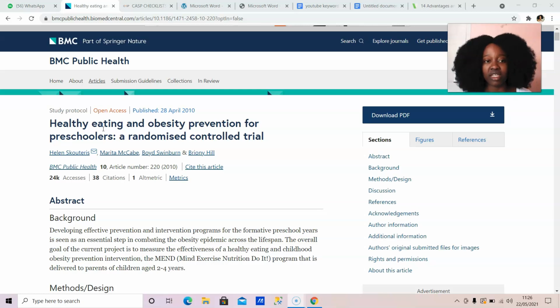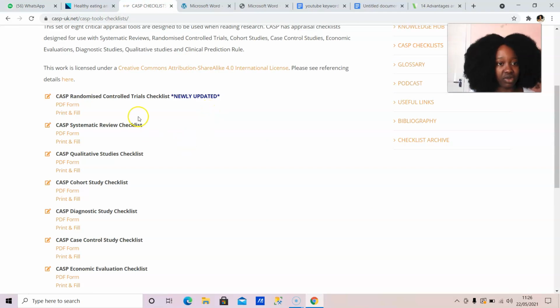You can go through the entire article. The link is in the description box, so make sure to check it out. But right now we'll go to the tool. Let's go to the CASP tool. I've already clicked on it. We have this CASP randomized control trial checklist. It's newly updated. Wow, that's nice. So that's what I am going to use.